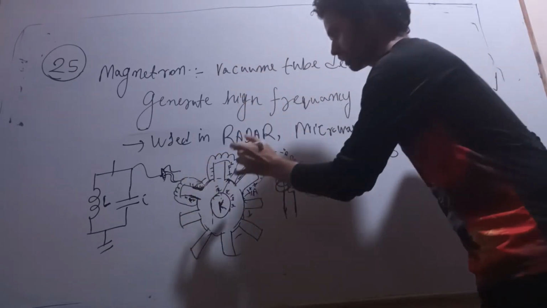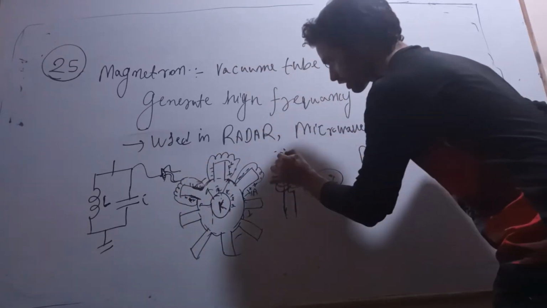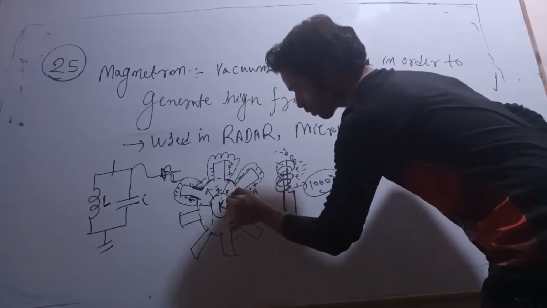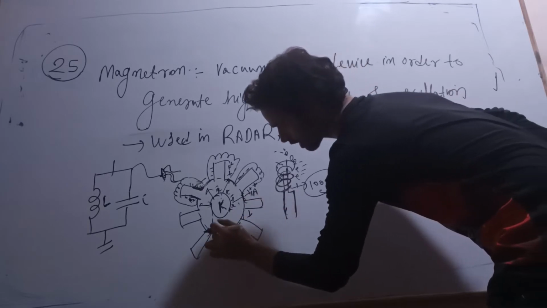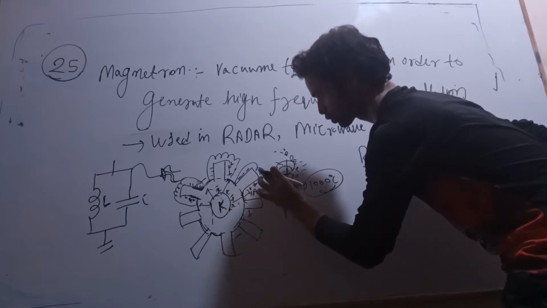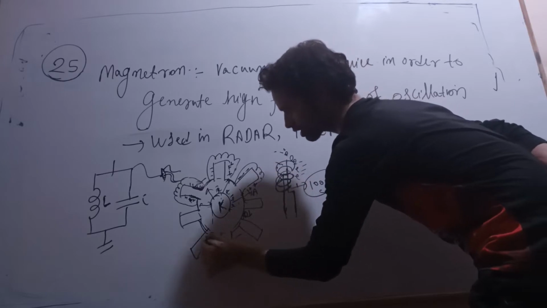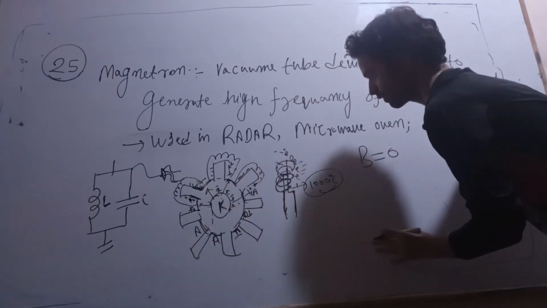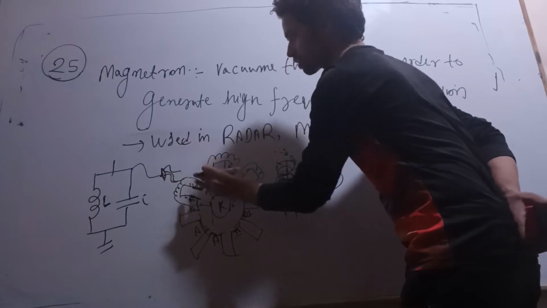They will move in a straight direction, because there are so many electrons here. These electrons will move directly in a straight path toward the anode. These all are anodes. So this electron will travel from the cathode toward the anode. So when the magnetic field is 0, it will travel just in a straight path toward the anode.